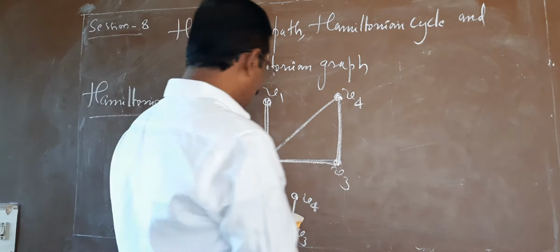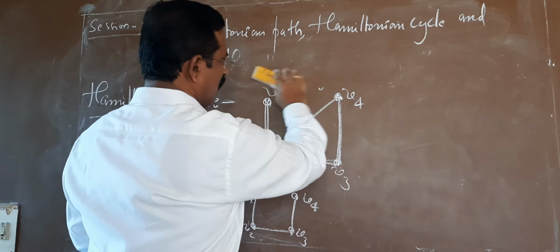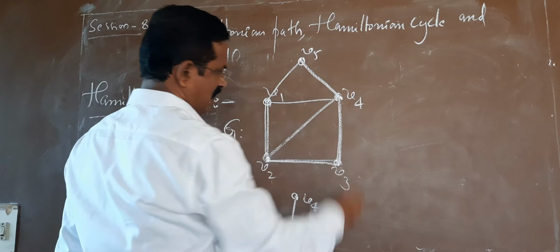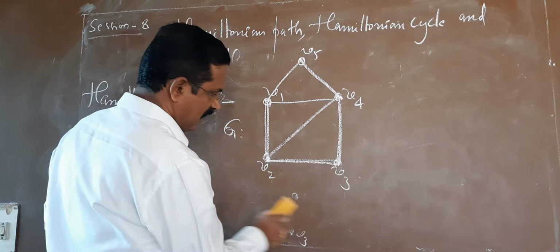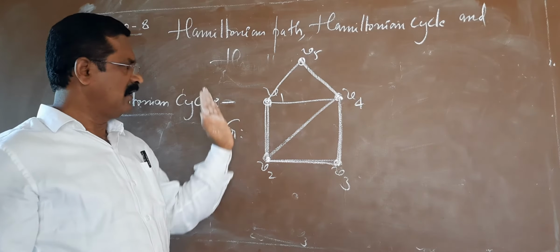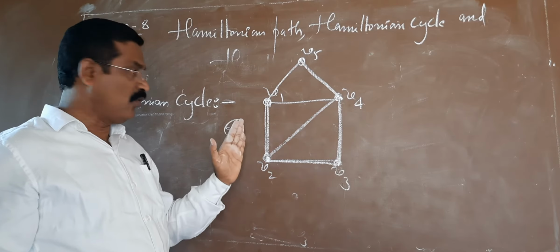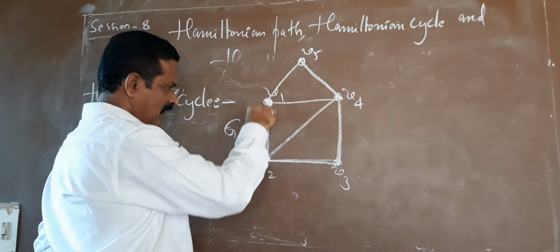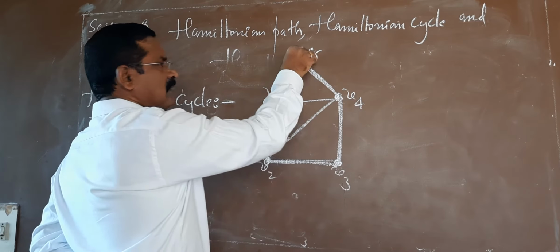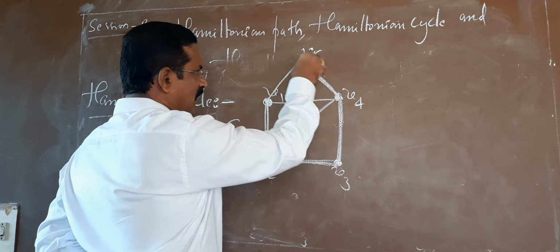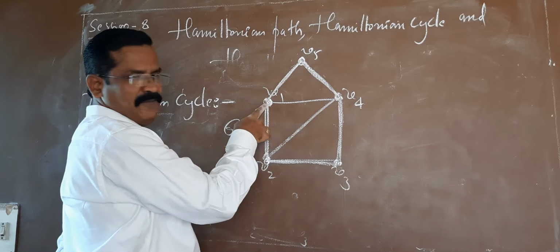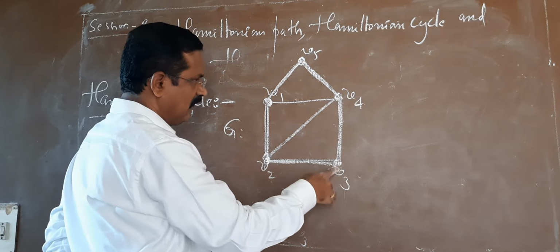For example, let me redraw another diagram here. Suppose I take one more vertex, say V5, and rejoin like this. This is another graph. Whether there exists a cycle, which is nothing but a closed path, containing all vertices of the graph. If so, then that cycle is called a Hamiltonian cycle. So we start with V1, then V2, next V3, V4, V5. Yes, there is a closed path, which is called a cycle, containing all vertices. We have started at V1, V1 to V2, V3, V4, V5, V1. No need to consider the edges, but there is a cycle containing all vertices.